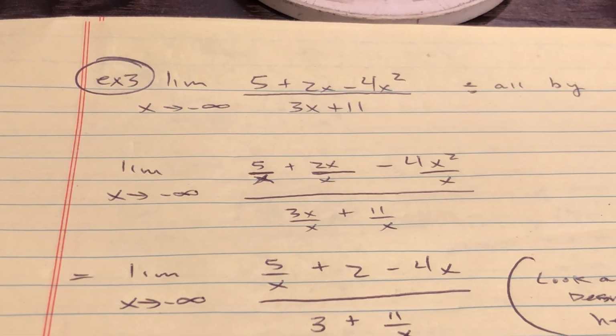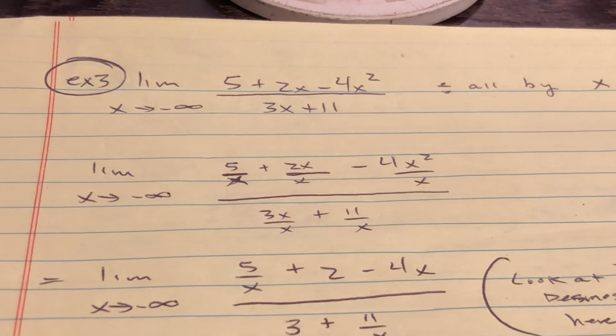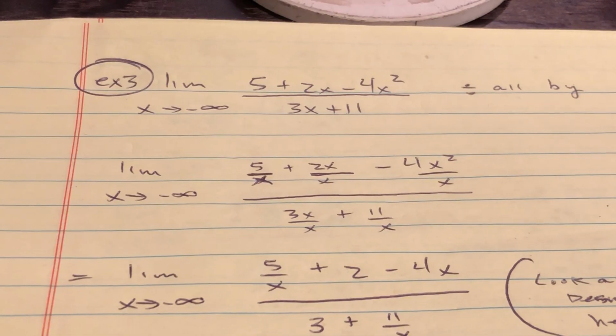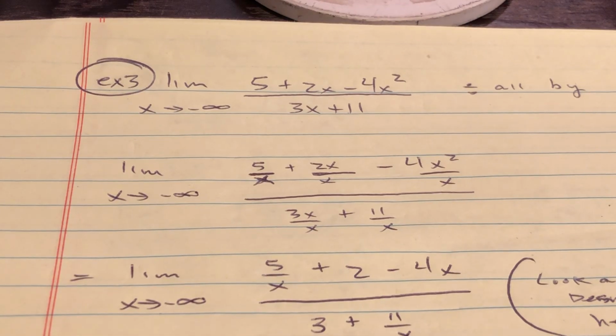Example 3, we have the limit as x goes to negative infinity of that function. Now, I have the notes mentioned to me that we're going to look at Desmos, and I do not have the computer right next to me, so I'm going to run and get that.